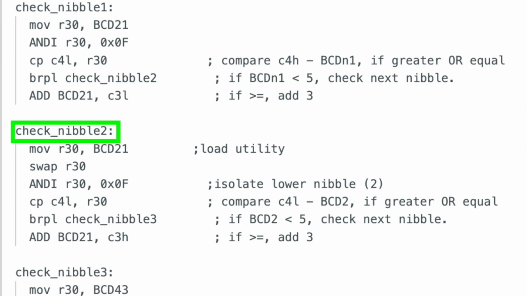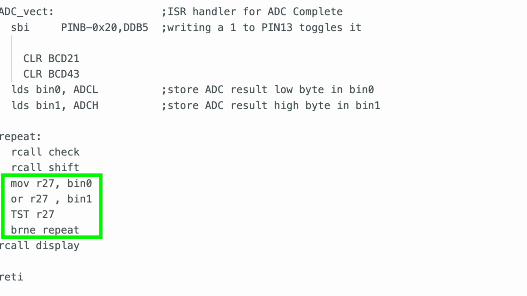The check nibble 2 process is nearly identical, except the low and high nibbles are swapped before the mask is done. Then instead of a hex 3 added, a hex 30 is added to the byte. This process repeats for the third and fourth nibbles. After the shift comes the completion check, where once bin 0 and bin 1 are completely empty, the double-dabble algorithm is complete. This is done by ORing bin 0 and bin 1 in a general purpose register, then testing for 0. If not 0, then repeat the check and shift.